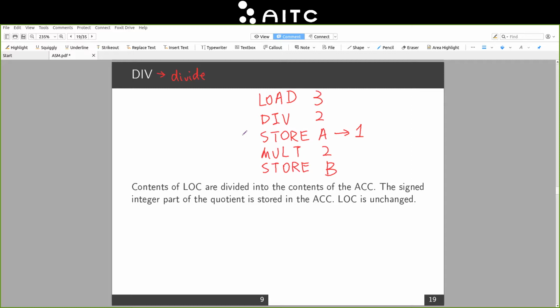I understand it now. And what will be the value of B? B is exactly 2. Oh, that's right.